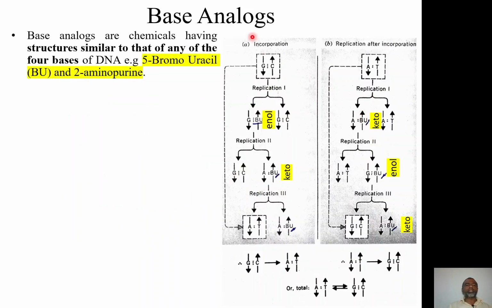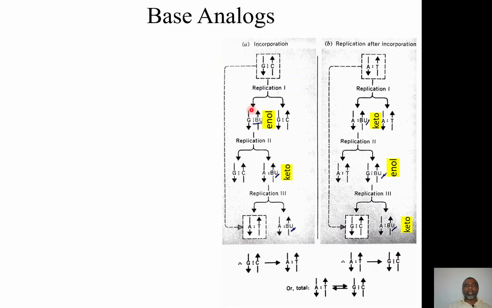Base analogs are chemicals which are exactly similar to the base. Because they resemble the base, if these chemicals are available in the cell at the time of replication of the DNA, they will be incorporated instead of a normal base. Now, what is the difference between base analog and the intercalating agents?